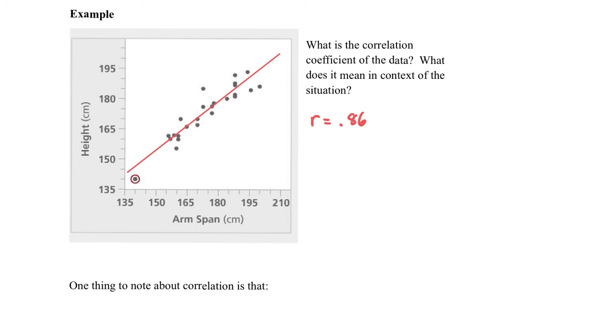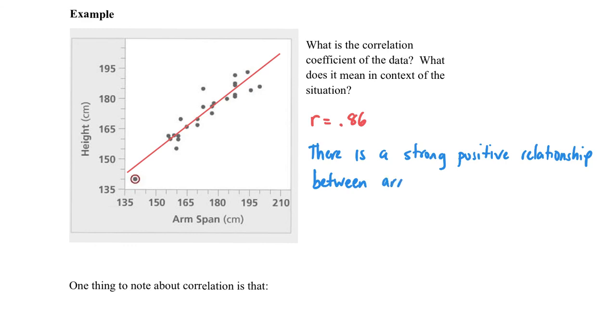We usually round to the nearest hundredth. And it is R, that's what it is in the calculator too. And what does it tell us? Okay, well, 0.86 falls into the strong positive. So when I ask you what does it mean in context of the situation, you would say there is a strong positive correlation, or you can use the word relationship. And then please bring in the variables. So there's a strong positive relationship between what? Arm span and height in this case.